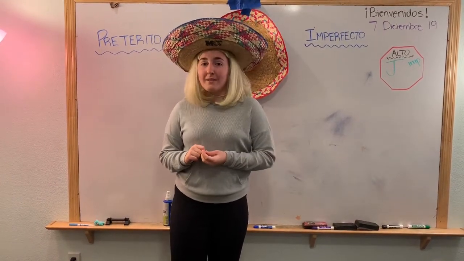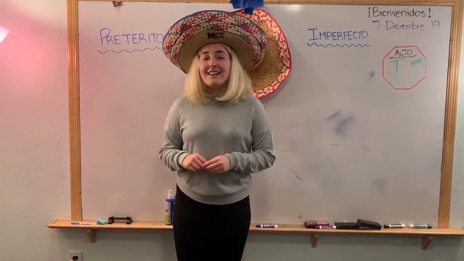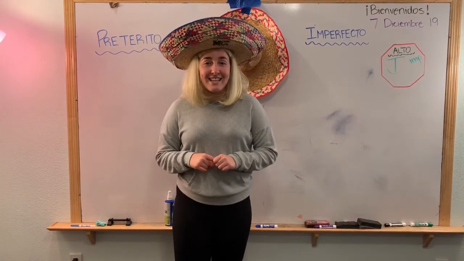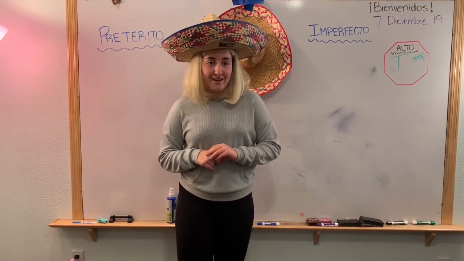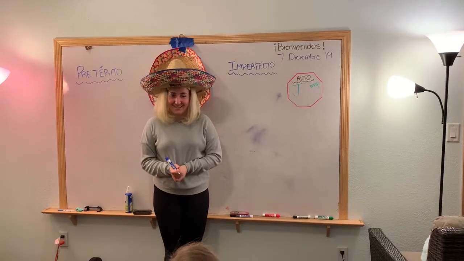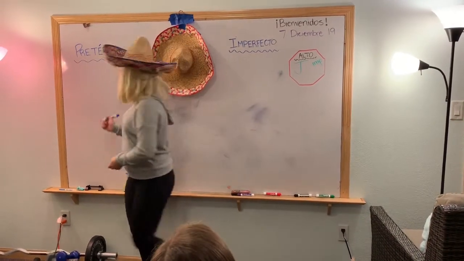The preterite verb tense expresses an action that took place at a definite time. It is contrasted with the imperfect tense, which expresses an action that took place at an indefinite time or has not yet been completed. Now, which of these two tenses describes an action? Anna? El pretérito. Sí.